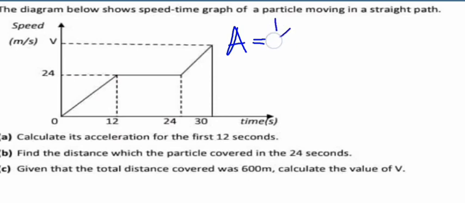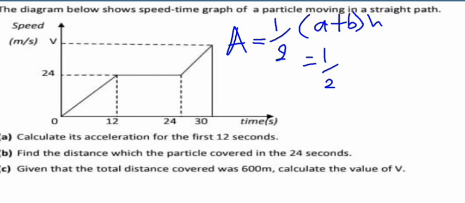Since area under the graph is equal to the distance traveled by an object, we are going to say the area of the trapezium is equal to half, open bracket, a plus b, close bracket, multiplied by the height. So in this case here we have half, then the value of b and the value of a are going to come from the lines which are parallel to each other. So we are starting from 0 up to 24 and from 12 up to 24. So the value of a is just going to be 24, from 0 up to 24 here. Then the value of b is the value from 12 up to 24.